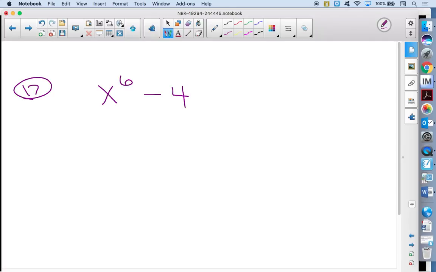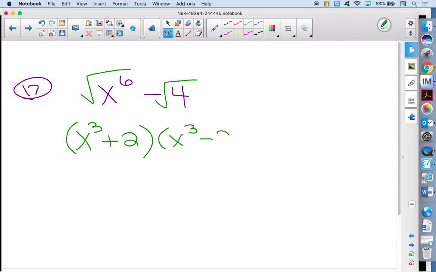So does this match with the difference of 2 cubes? No, because 4 isn't a perfect cube. So the only other option we have is a difference of 2 squares. So if it's a difference of 2 squares, then we need to take the square root of both pieces. What is the square root of x to the 6th? Sarah? X to the 3rd. X to the 3rd, because x to the 3rd times x to the 3rd makes x to the 6th. So the square root of 4 is 2. So this would be x cubed plus 2 and x cubed minus 2.